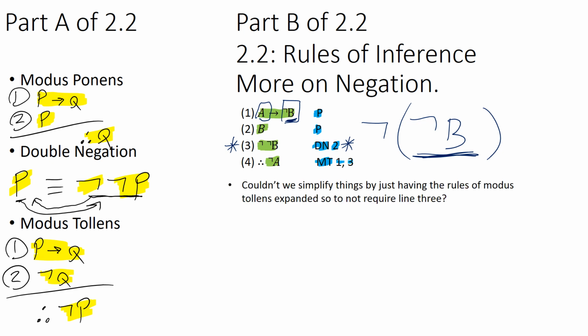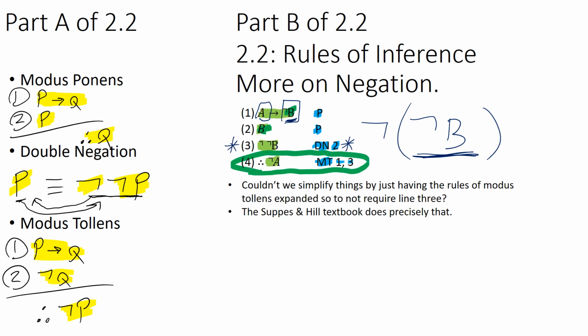Now you might wonder, couldn't we simplify things by just having the rules of modus tollens expanded, so to speak, so as not to require line 3? Couldn't we modify the definition of modus tollens to account for the fact that the statement B is contradictory to not B, and have that knowledge be sufficient to jump right to line 4? And that's what the Suppes and Hill textbook precisely does.